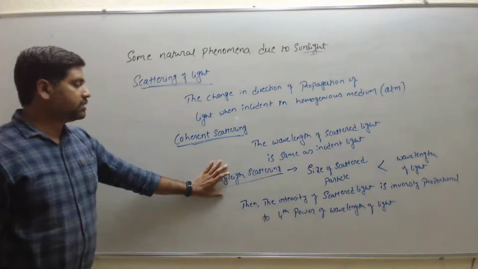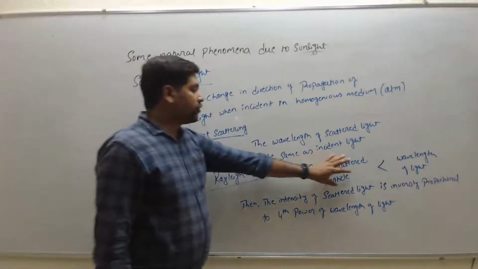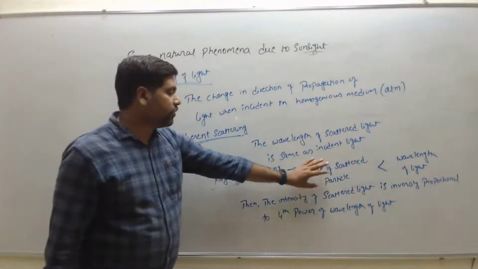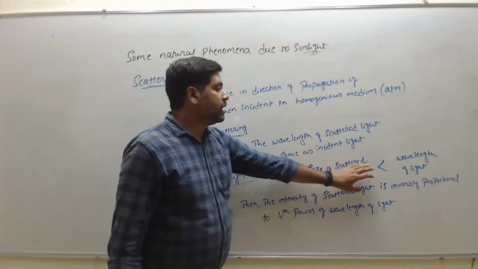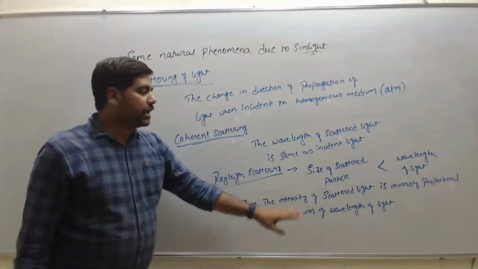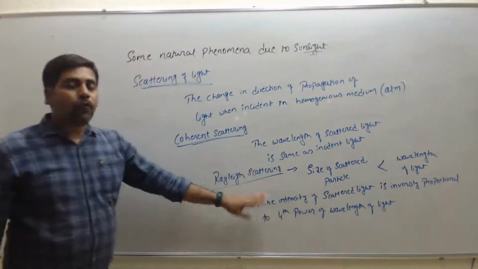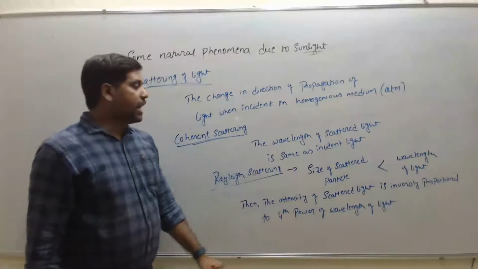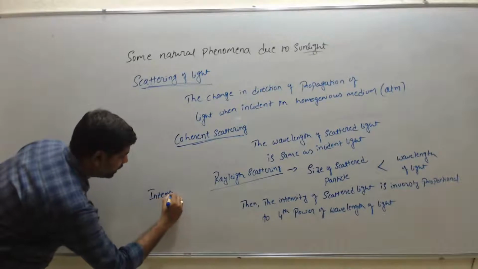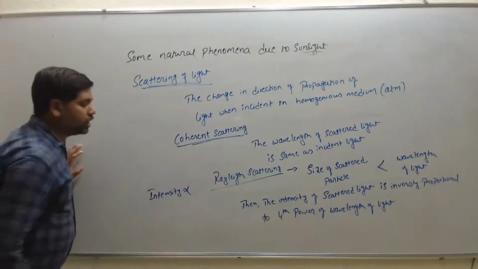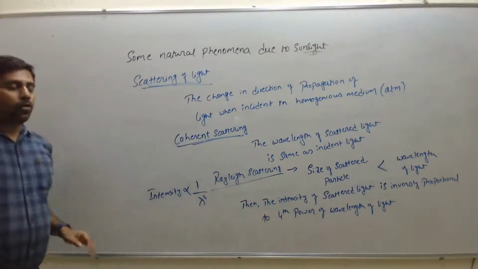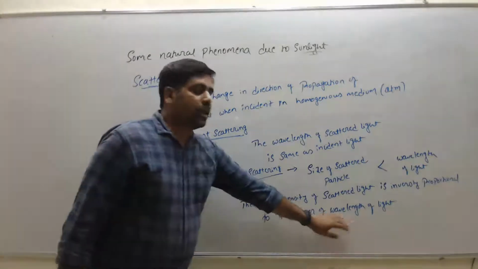So what Rayleigh scattering says is, in the atmosphere we have smaller particles. If the size of those particles is less than the wavelength of light, then the intensity of scattered light is inversely proportional to the fourth power of the wavelength of light. In a mathematical formula, intensity is inversely proportional to 1 divided by lambda to the power of 4, where lambda is the wavelength of light.